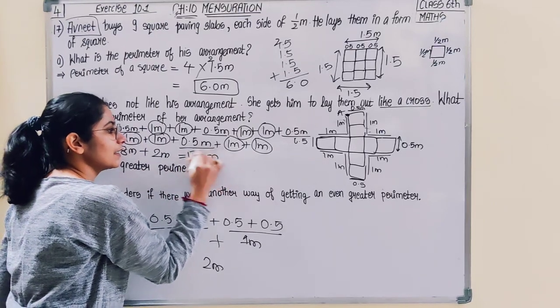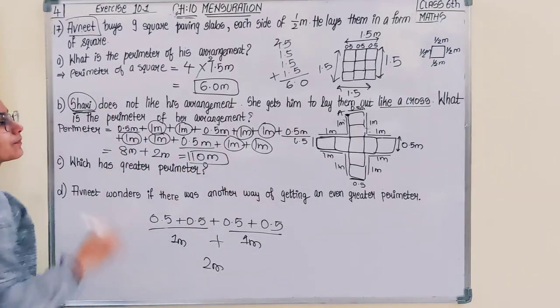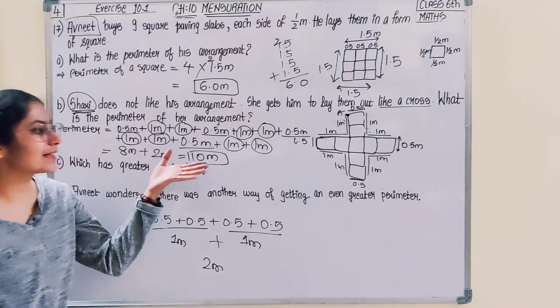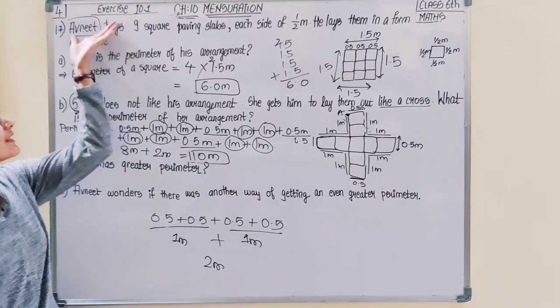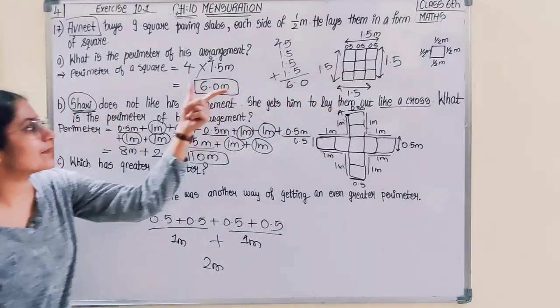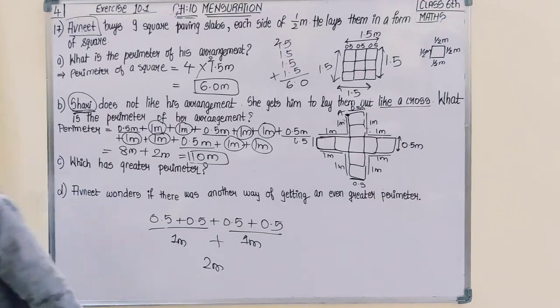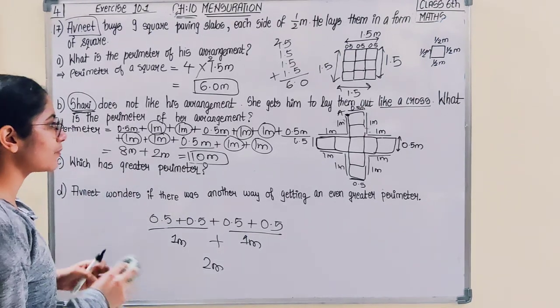यानी ये 10 meter हो गया। यानी जो Sherry ने arrangement दिया, उसका perimeter 10 meter है। अवनीत ने जो arrangement दिया, उसका perimeter 6 meter है। ठीक है? तो अब next C question क्या पूछता है?